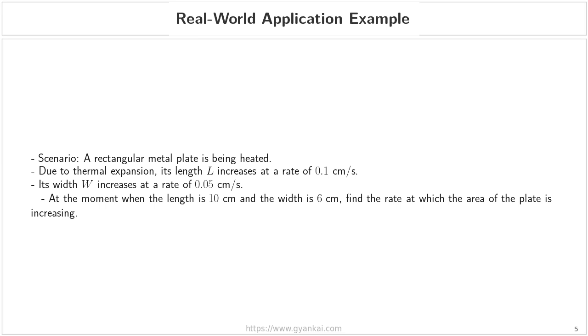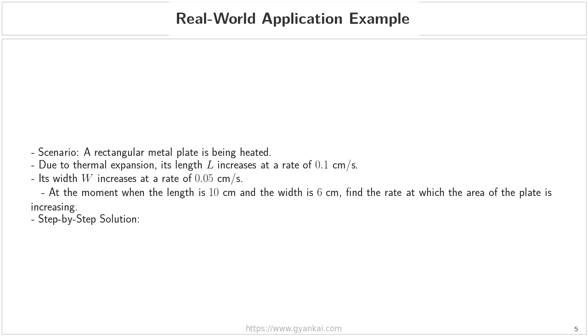Consider a rectangular metal plate that is being heated. Due to the process of thermal expansion, the plate is expanding in both dimensions. Specifically, its length, L, is increasing at a rate of 0.1 centimeters per second, and its width, W, is increasing at a rate of 0.05 centimeters per second. Our objective is to determine the rate at which the total area of the plate is increasing at the precise moment when the length is 10 centimeters, and the width is 6 centimeters. Let us walk through the solution step by step.